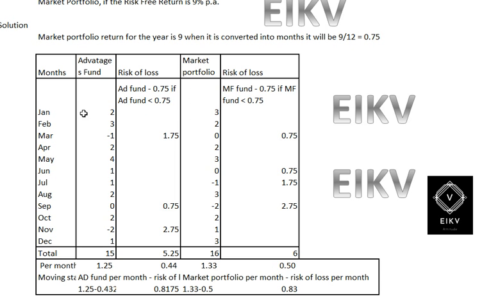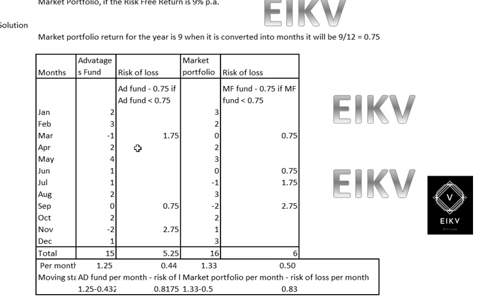So over here, the first one, January, the Advantage Fund has a return of 2%. So 2 minus 0.75 would not have any problem, right? Yes. Now it's February. We have 3%. 3 minus 0.75, it won't have any problem. But in March we have negative 1% of return. So -1 minus 0.75 will give you 1.75 as risk of loss.